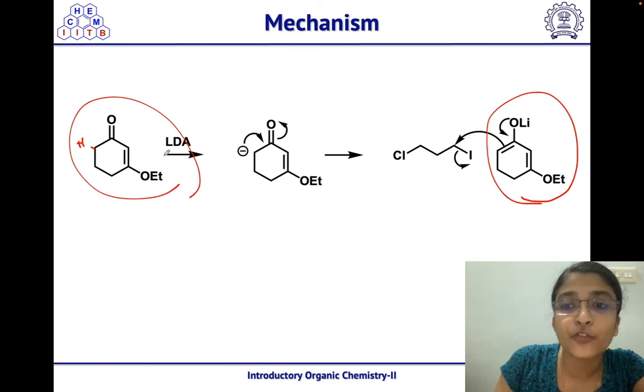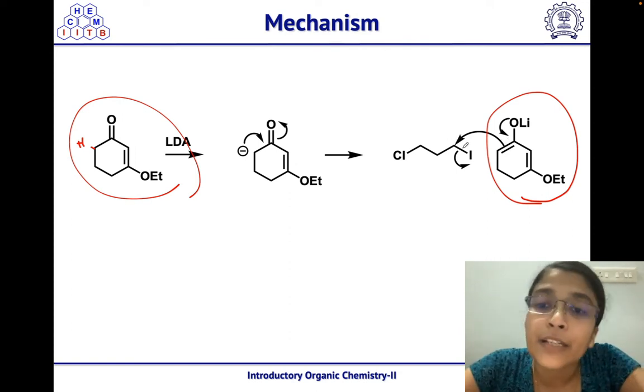LDA will lead to formation of a lithium enolate like this. It will abstract the alpha proton from this side, rearrange, and form a lithium enolate like this. Then the electron density from this oxygen will fall back, and this carbon-carbon double bond will attack on this position.